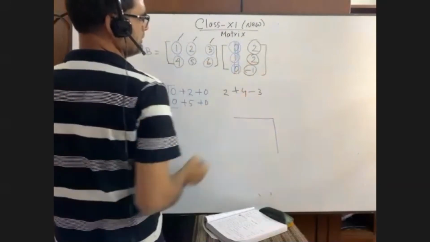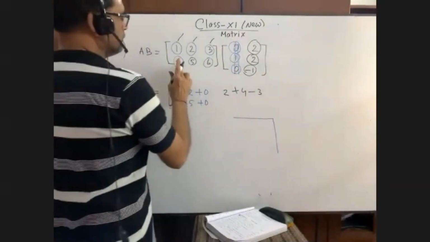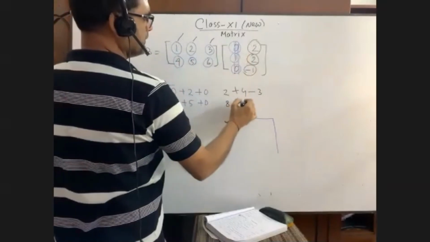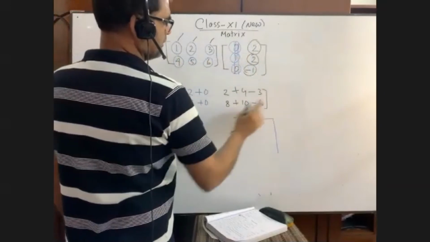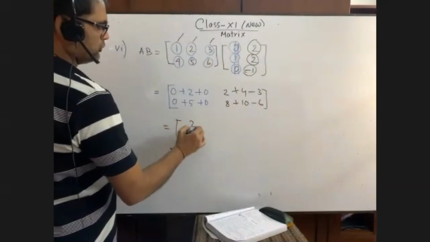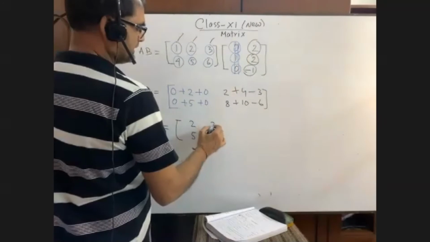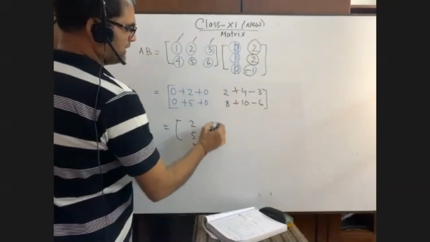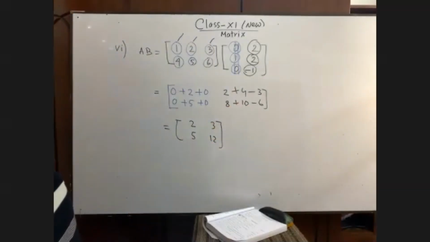Sir, can you tell the answer? Okay, you can. 4 into 2, 8. 5 into 2, 10. 6 into minus 1, minus 6. Now you compare your answer with mine. That is, this is 2, this is 5. This is 2 plus 4, 6 minus 3, that is 3. 8 plus 10, 18 minus 6, that is 12. Is it the same for you, Farhan Ishaq? Yes, sir. Okay, now you find BA.